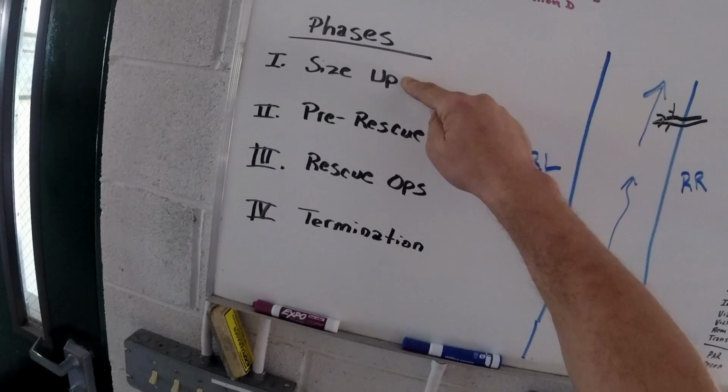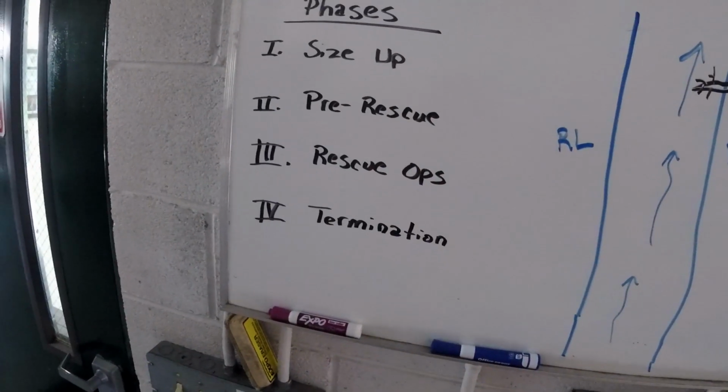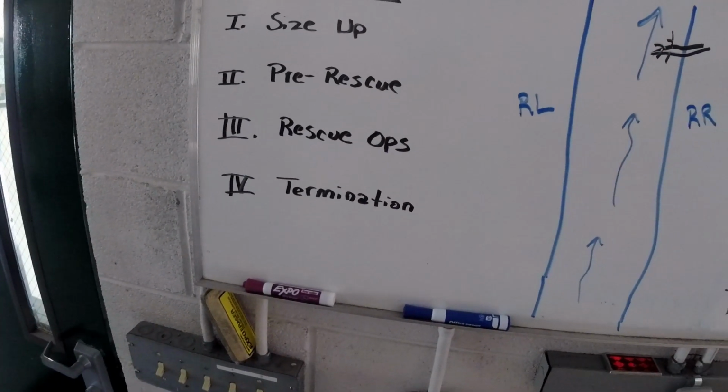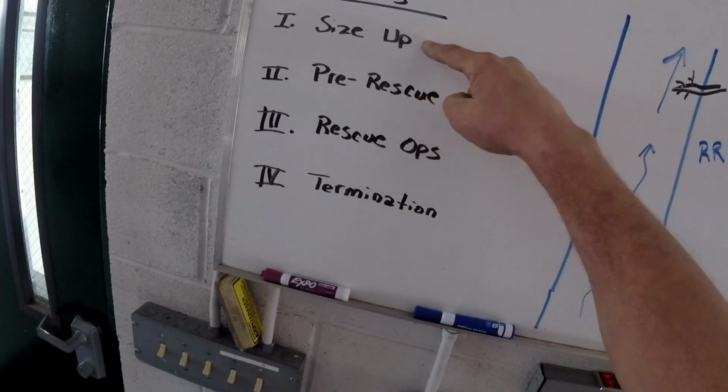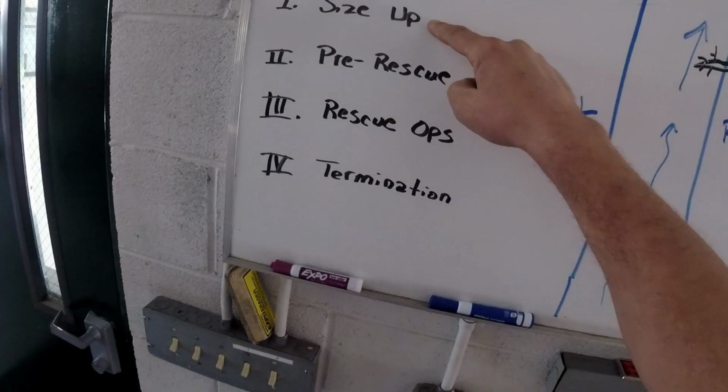Get it ordered in Broad River. That's going to take 30-40 minutes for a team to get there. So identify that during that size up phase and order it.